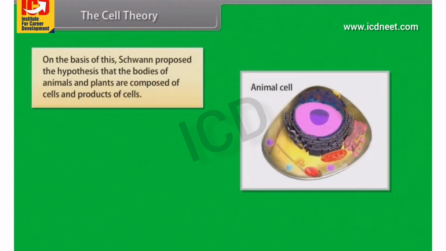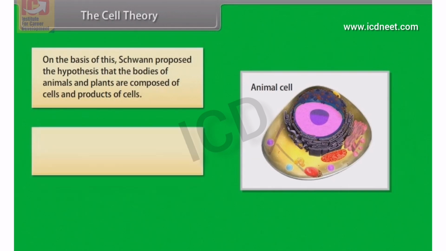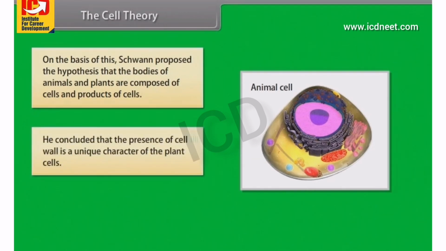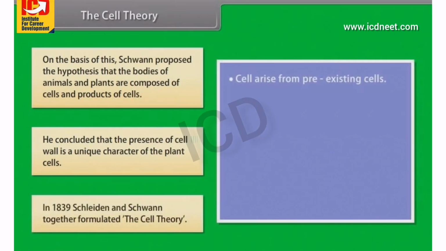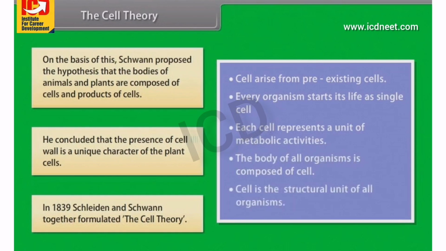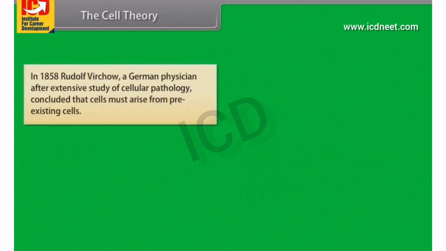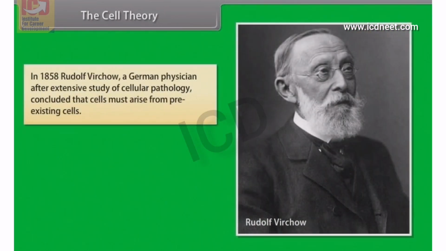On the basis of this, Schwann proposed the hypothesis that the bodies of animals and plants are composed of cells and products of cells. He concluded that the presence of a cell wall is a unique character of plant cells. In 1839, Schleiden and Schwann together formulated the cell theory. In 1858, Rudolf Virchow, a German physician, after extensive study of cellular pathology, concluded that cells must arise from pre-existing cells.